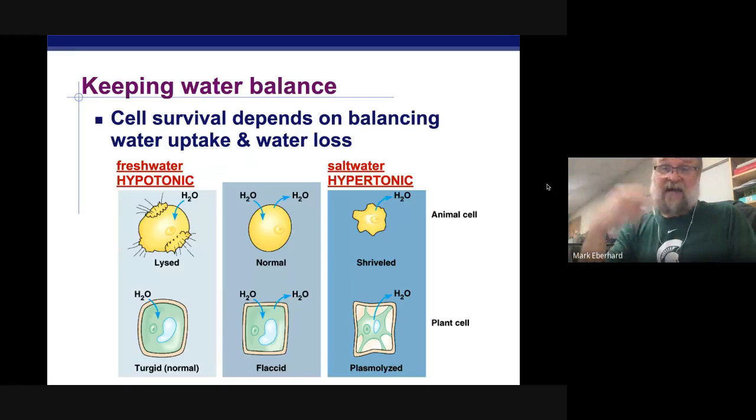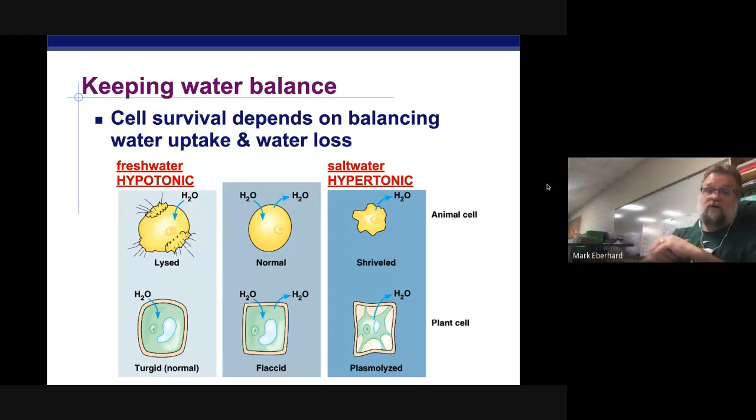The second environment is the opposite. Say you have salt water. Well, salt water now has a lot more solute because salt is a solute. And this creates what's called a hypertonic situation. Hyper is the opposite. Hyper means above. You have high solute.